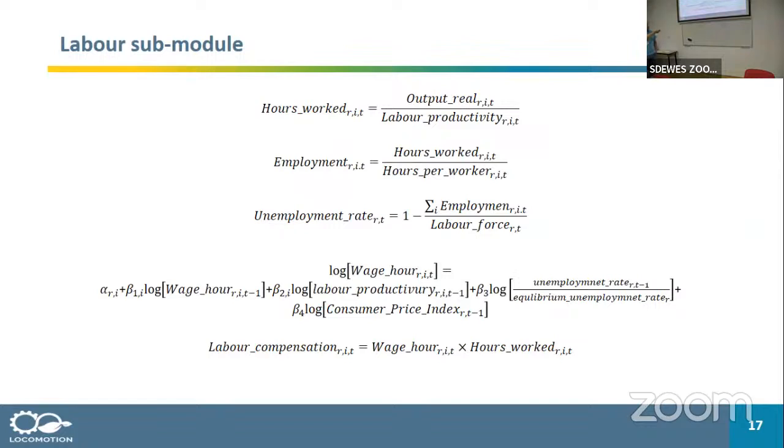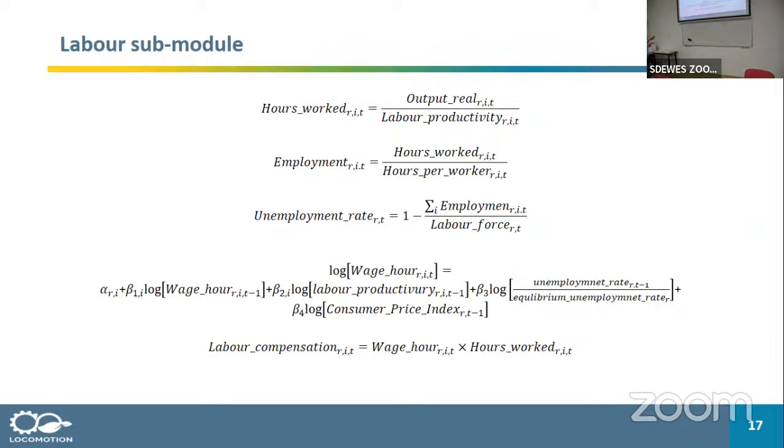And the unemployment rate is one minus the employment divided by the labor force, that is coming from the graphical model. And then we have the wage curve. So the wage depends on the wage of the previous year, the labor productivity, the distance between employment and the equilibrium unemployment rate, and the consumption price index.